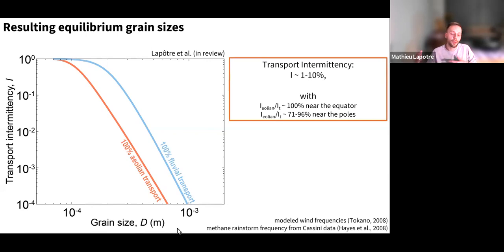And from both numerical global circulation models and observation from the Cassini spacecraft, the relative frequencies of winds and overland flows that could transport sand was constrained to be about 1 to 10% of the time, with the proportion at which transport could occur by winds versus rivers varying with latitude. Near the equator, if you remember, all transport virtually occurs in the aeolian environment, whereas the frequency of fluvial flows that are capable of transporting sediments increases near the poles.